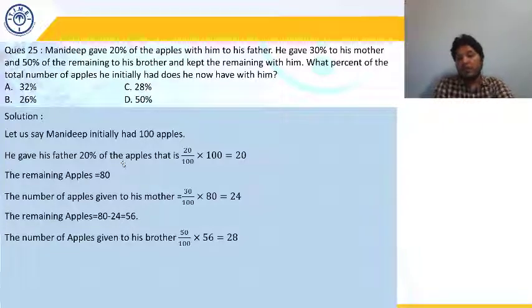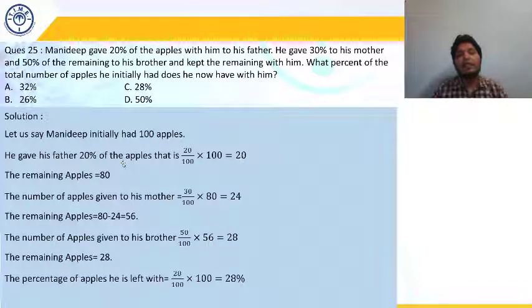So what has been asked in this question? What percentage of the total number of apples he initially had does he now have with him? So he will be having now 28 apples and initially he was having 100 apples. So how much is 28 of 100? It is going to be 28%. So the answer is option C, 28%. I hope this question is clear to each of you.